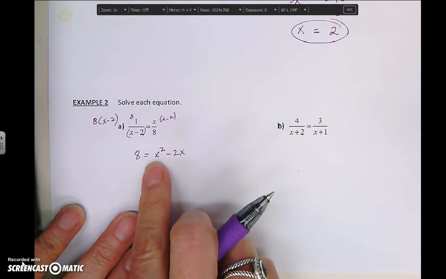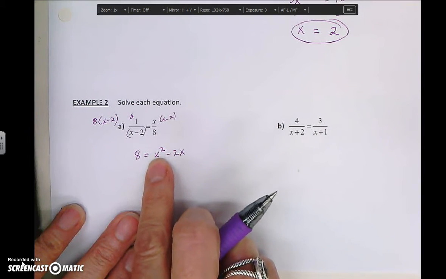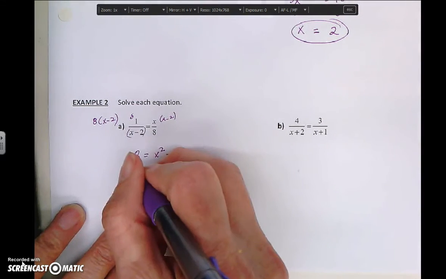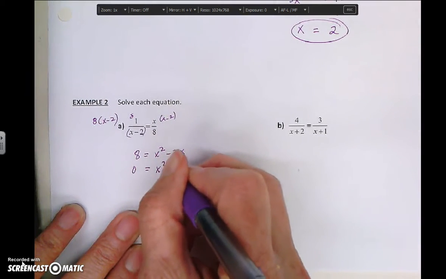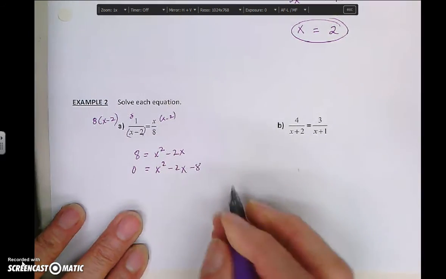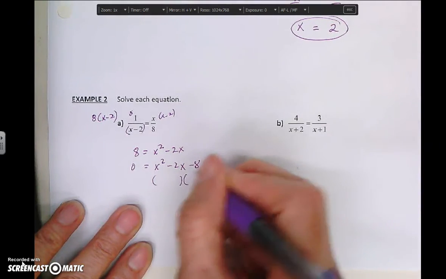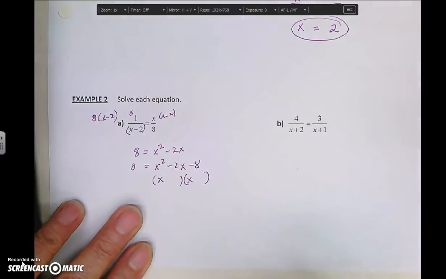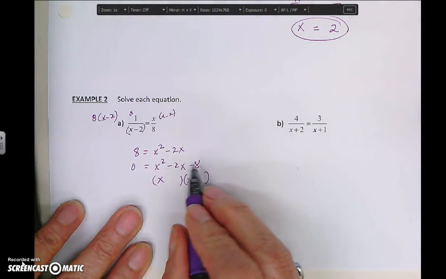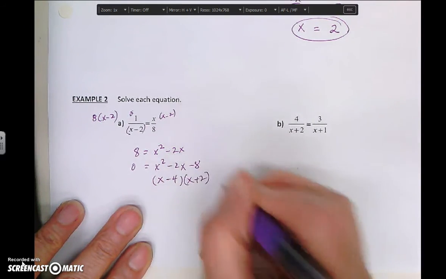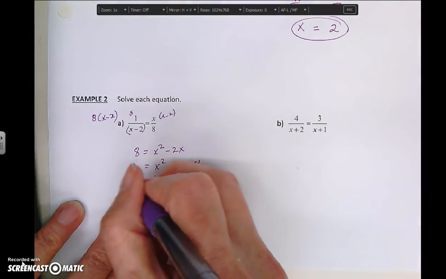All right, so now I need to solve it, and I have an x squared. So if I have an x squared, then I want a 0 on this side, so I'm going to subtract the 8. It's going to give me 0 is equal to x squared minus 2x minus 8. I'm going to do the fast AC. So two numbers, so that'll be x and x. Two numbers that multiply to be negative 8, add to negative 2 would be negative 4 and positive 2.